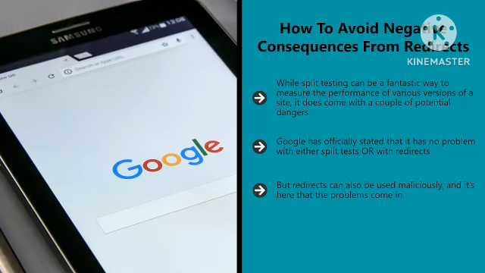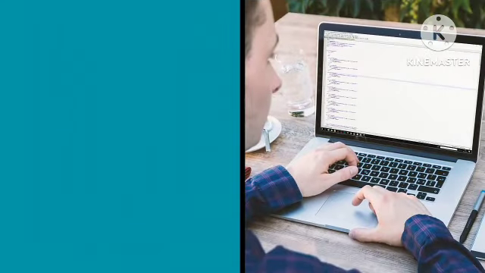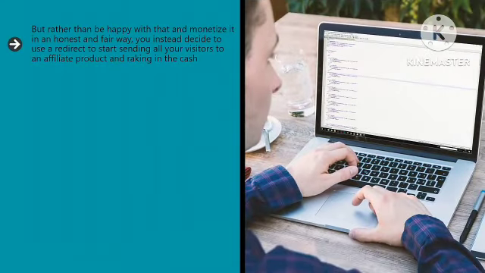But redirects can also be used maliciously, and it's here that the problems come in. Cloaking is a technique used by some developers in order to effectively trick users into going to a different page. So for example, you might create a website that provides free, valuable fitness information. Over time, you build that site to be highly successful and you begin to rank in the top for how to lose weight.